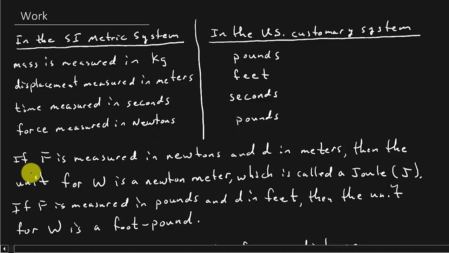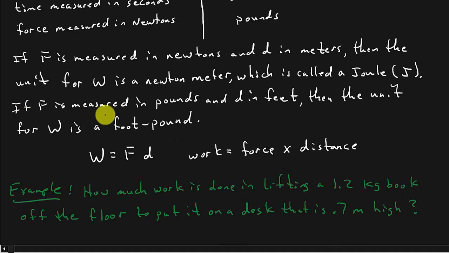And so if the force is measured in newtons and the D, which is distance, in meters, then the unit for work is a newton meter, which is called a joule, and that's written as a capital J. And if F is measured in pounds and D in feet, then the unit for work is a foot-pound. And work is equal to force times distance, which you can see right here. So let's go ahead and take a look at our first example.